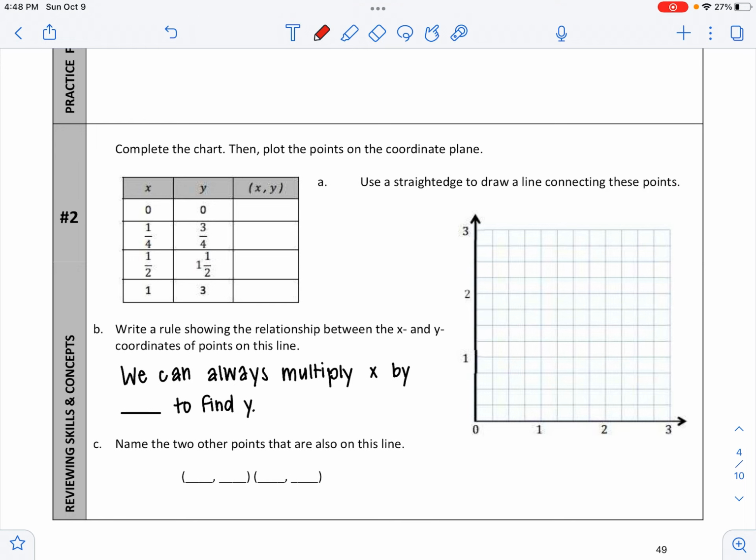We're going to go over just a little bit of question 2. You're asked to complete the chart and plot the points on the coordinate plane. We know that we're writing our coordinate pairs by simply rewriting the points in our chart with parentheses and commas. But let's talk about how to plot a point like 1/4, 3/4.